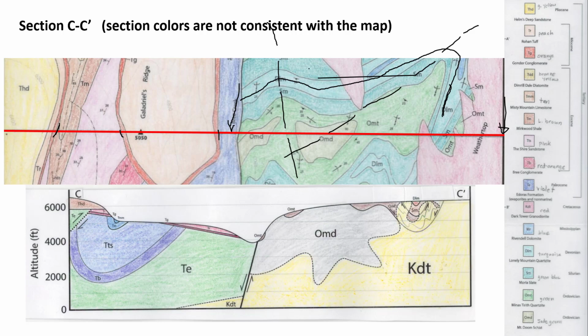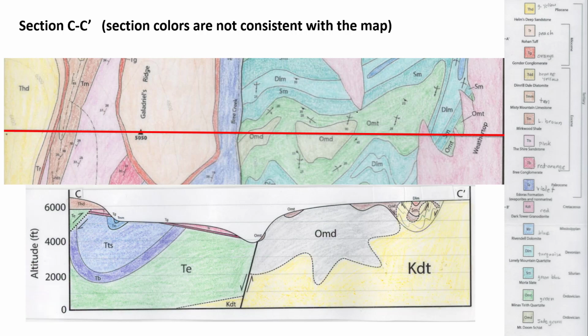The reason I wanted to show this portion of the section is that we are dealing with metamorphic rocks. Look at the OMD, OMT, SM, and DLM, and all of them are schist, quartzite, slate, quartzite. So all of these units, the old units, are metamorphic rocks.